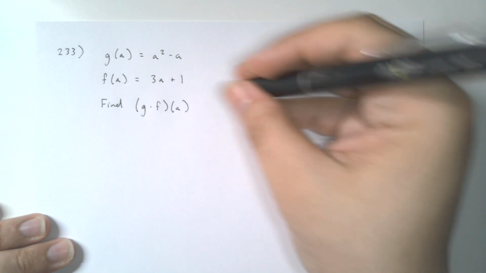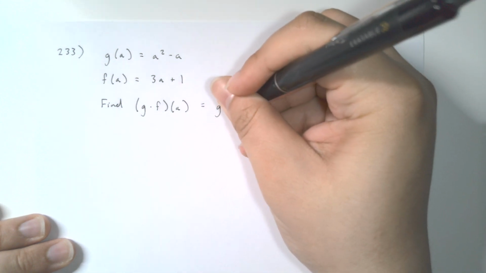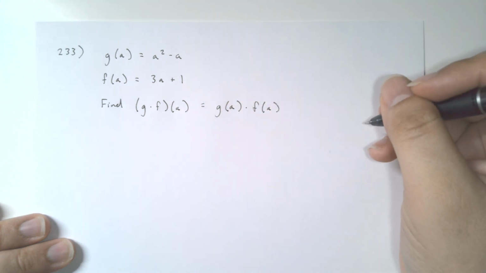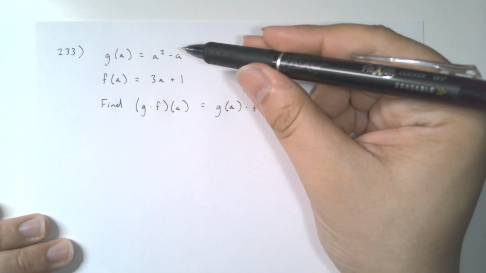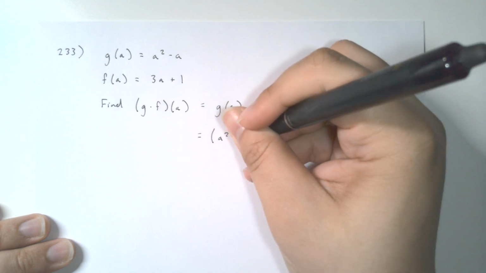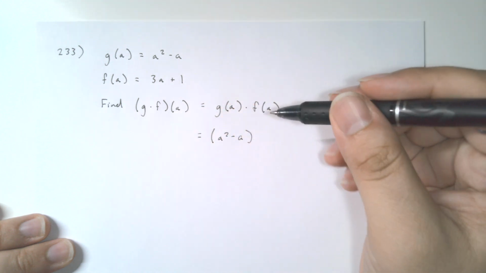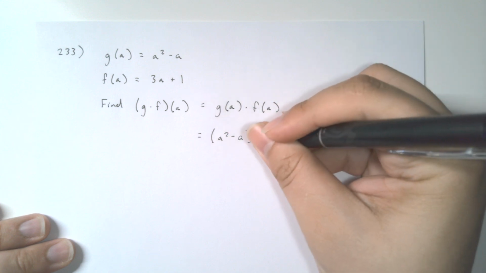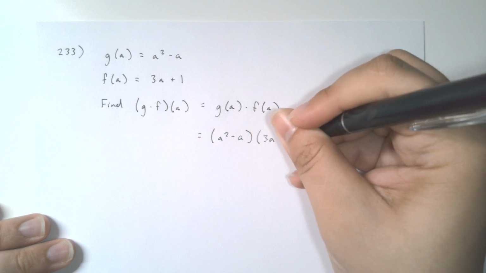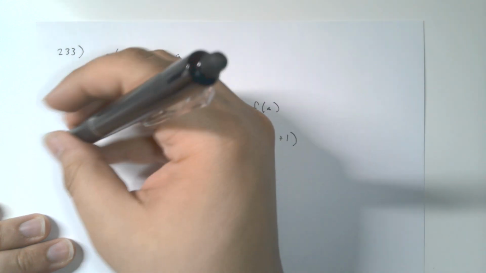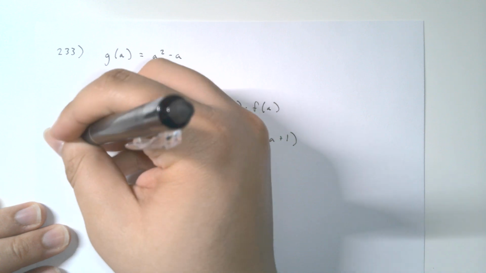So to do that, remember this is equal to g of a times f of a. Well, g of a is a squared minus a. So we have a squared minus a. And then we want to multiply that with f of a, which is 3a plus 1. We don't need the dot in between. We can write it, but it's not necessary. So we have a squared minus a times 3a plus 1. And I guess over here, I'll make a box.